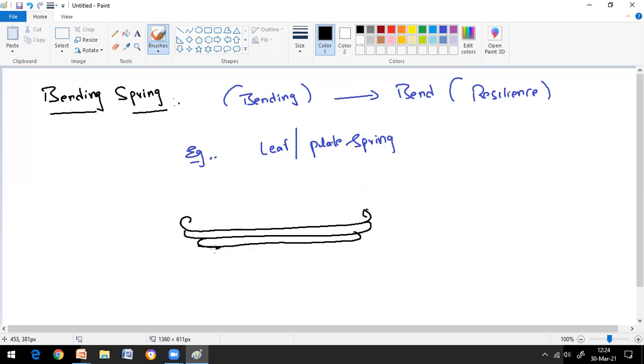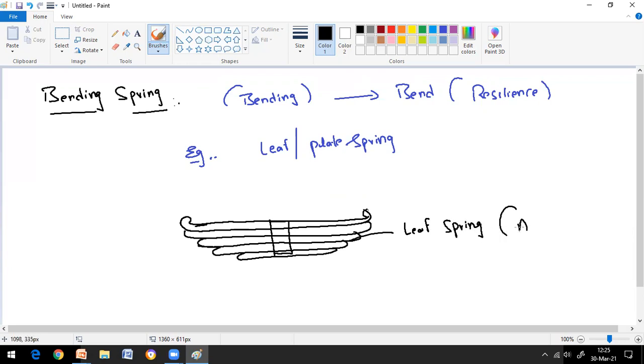How many of you have seen the leaf spring, which is like this? This is how the leaf spring will be there, and at the centermost portion you will have a seat, which will rest on the axle. Okay, so this is called the leaf spring. These springs are provided near the axle of the vehicles.